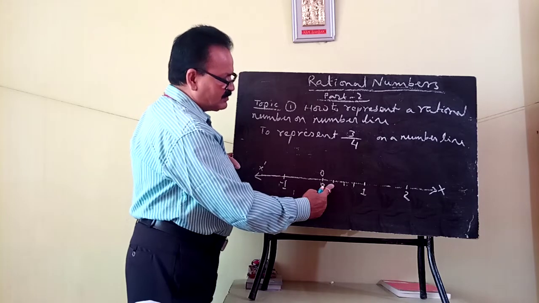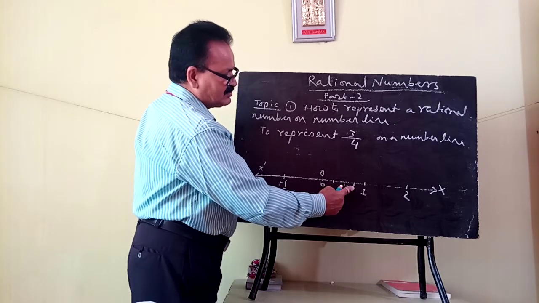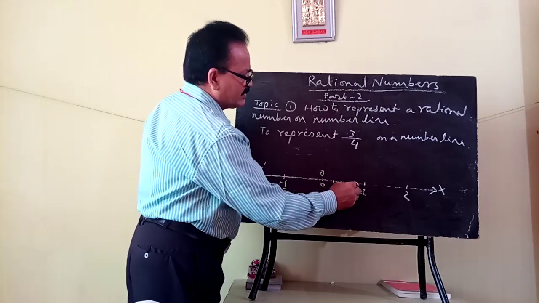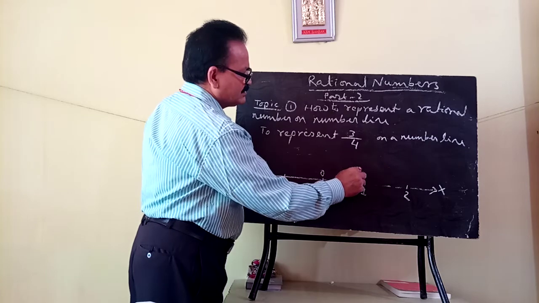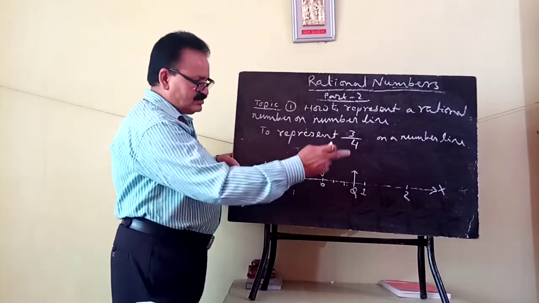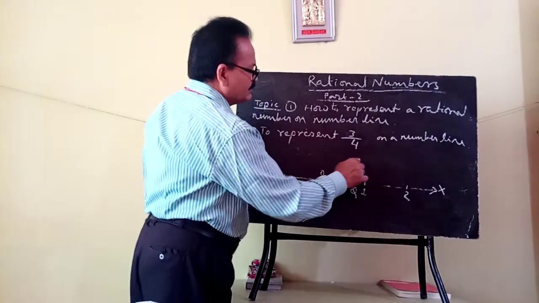Your first part is 1 by 4, second part is 2 by 4, this third part is your 3 by 4, and this is 4 by 4 means 1. So here this point, say Q, lies on the number line X X dash and will represent 3 by 4.